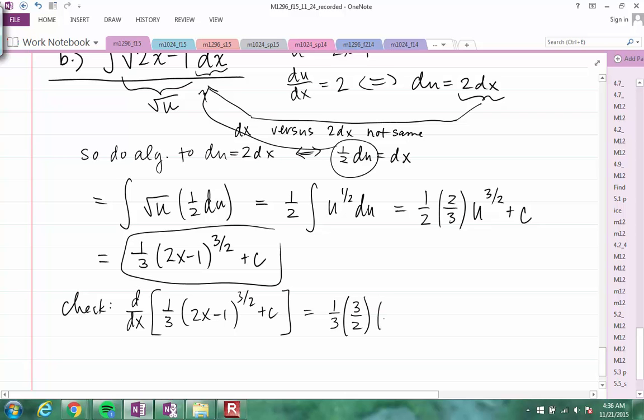So I'm taking the derivative of this thing, use the chain rule, and notice we have all sorts of cancellation that goes on. And we have exactly our inside function of our integral.